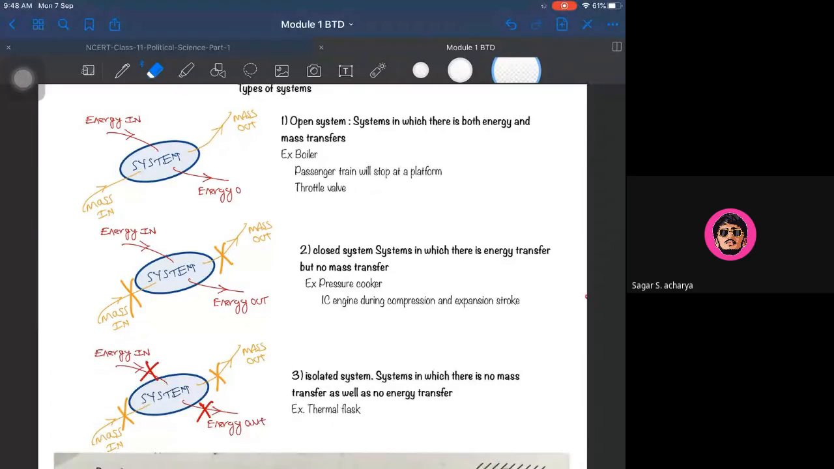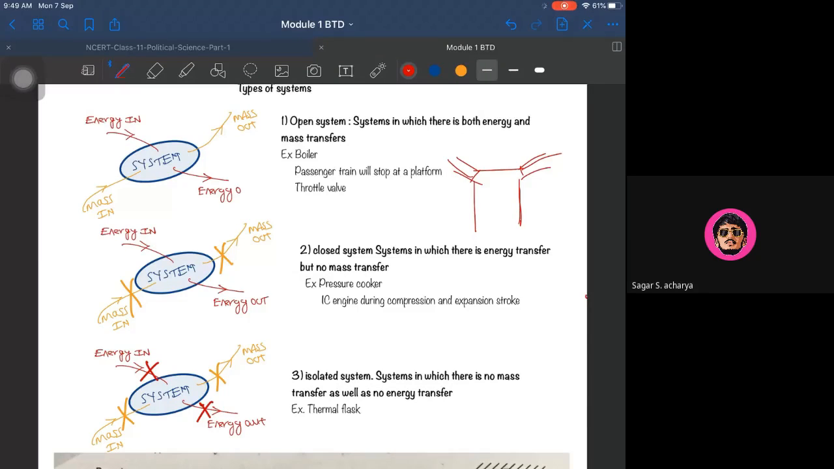Second thing is the IC engine during the compression and expansion stroke. This IC engine concept is where it acts as both an open and a closed system in different strokes. How, I will explain now. Think this is an IC engine. It has valves like this, correct? Hope you know how an IC engine works. It has 4 strokes: number 1 suction, number 2 compression, number 3 power, and number 4 exhaust.